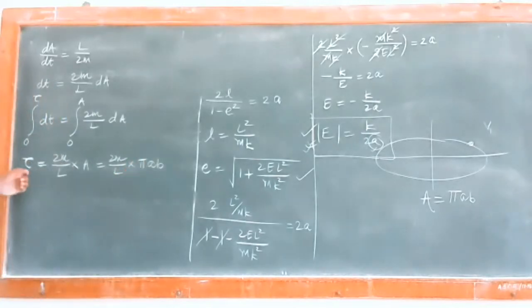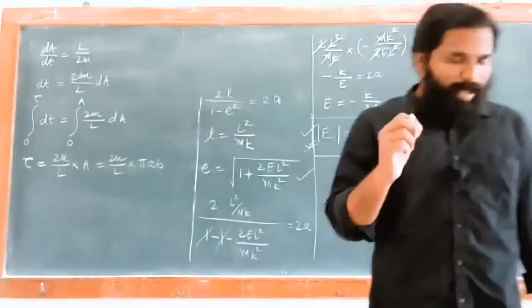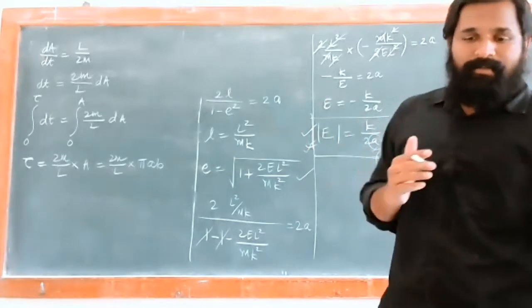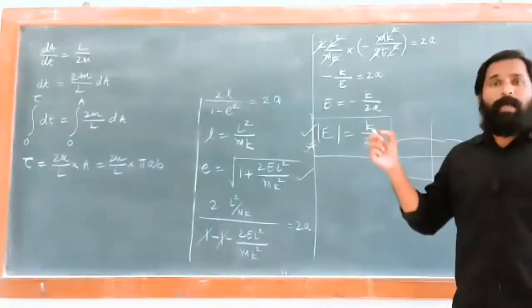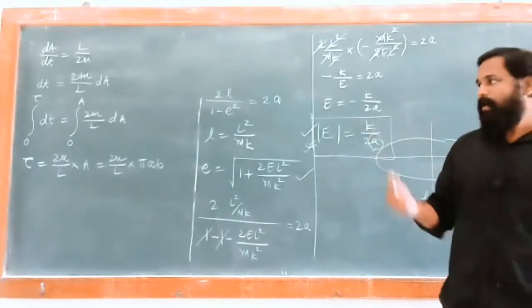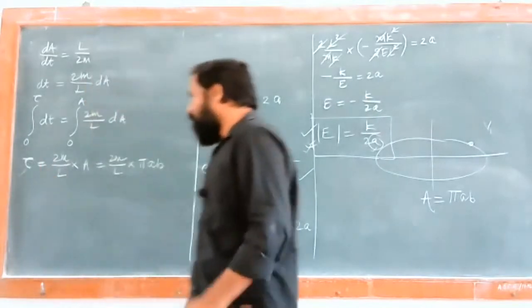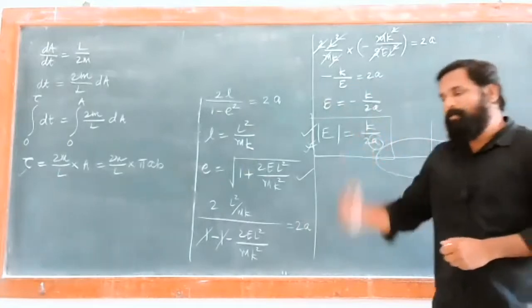So what is this tau? Tau is nothing but 2m upon L into pi, now the Kepler's third law. What was the statement? The square of the period of revolution of the planet. The square of the period, whatever period we are taking, what do we have to do with it? We have to square it. So the square of the period of revolution of a planet is proportional to the cube of the semi major axis.